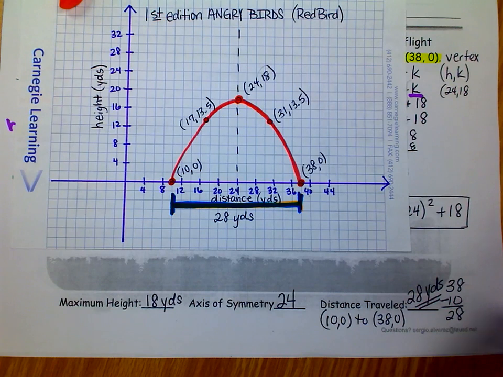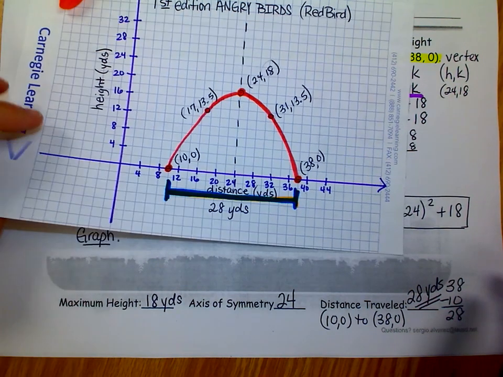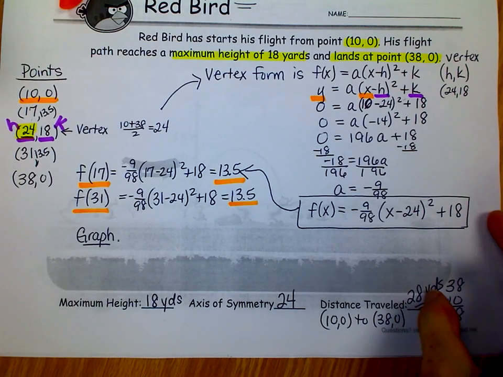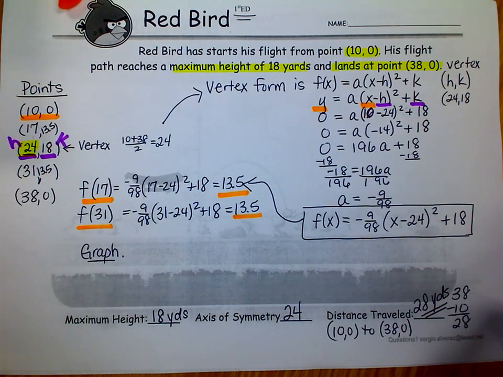Okay, so that basically completes the first part for Redbird. You've now graphed his path, and we have an equation and some information to go with it. And in the next video, you will try out another bird.